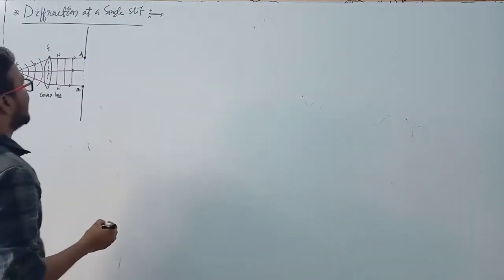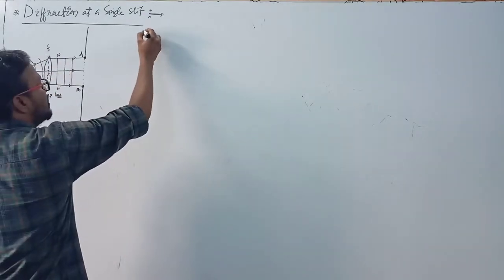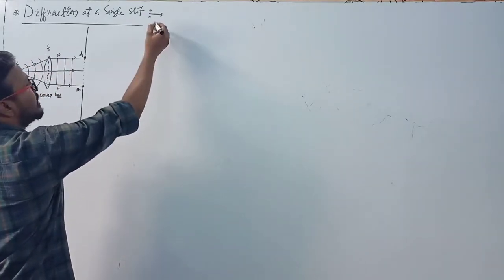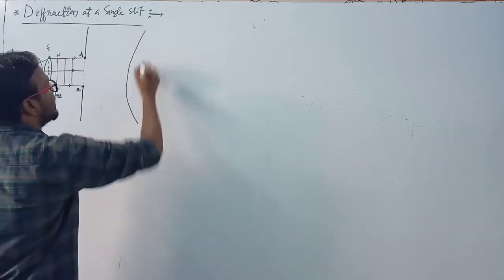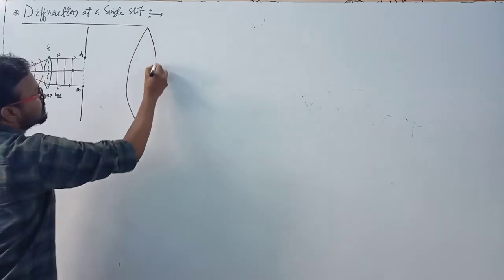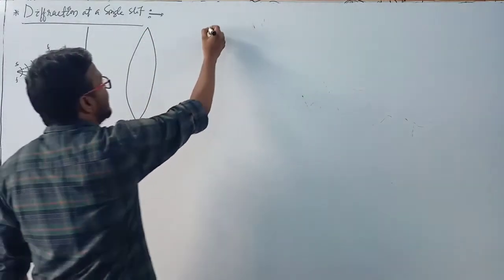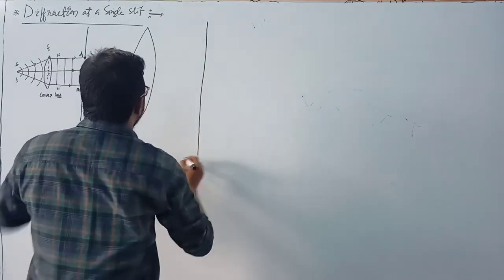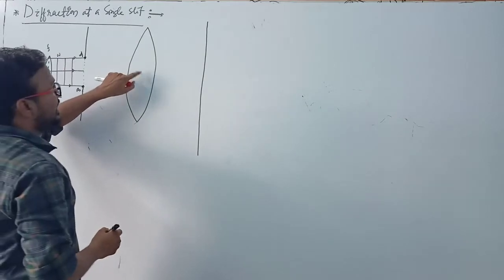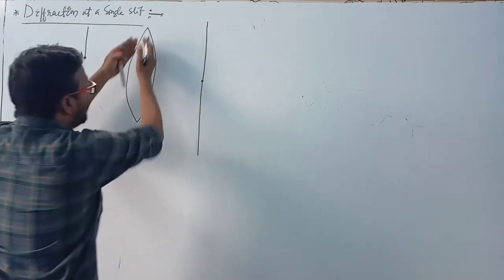Clear? Okay. Now we have to place a lens here by using the Fraunhofer diffraction. So we have to place a lens here like this, and there is a screen, and we have to place the screen in such a way that its focal length is here, then we have to place the screen on the focal length of this lens.